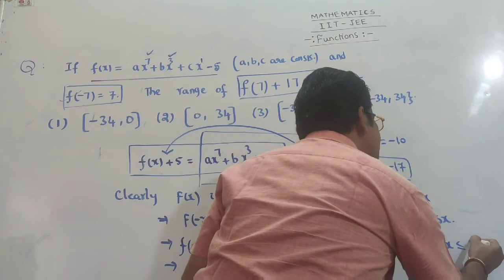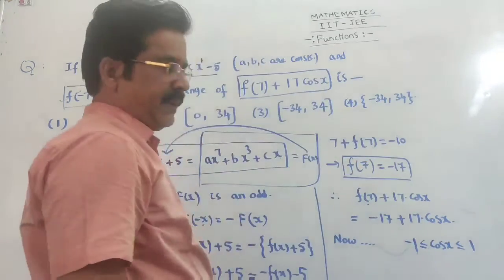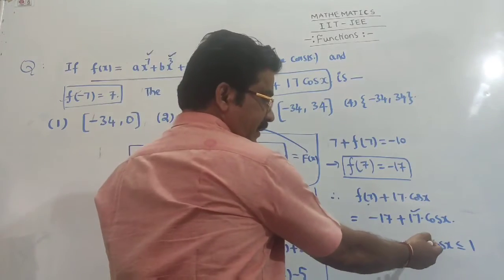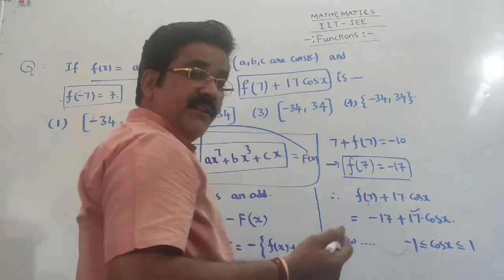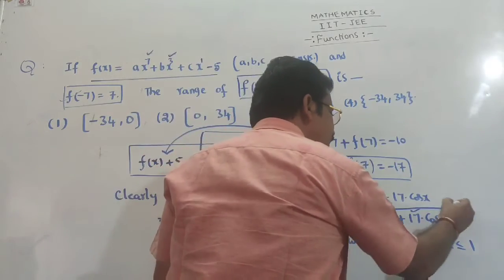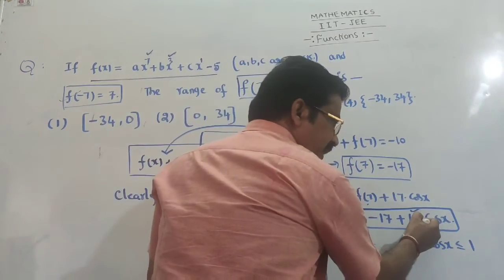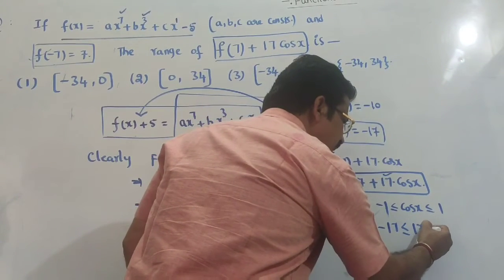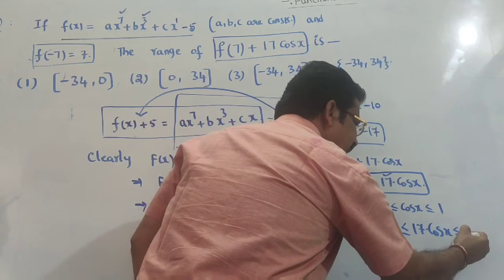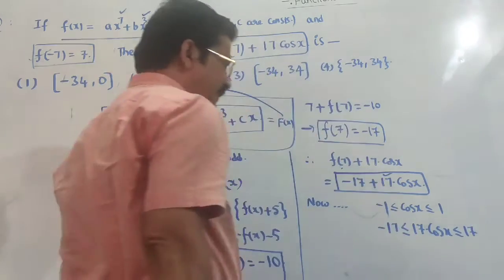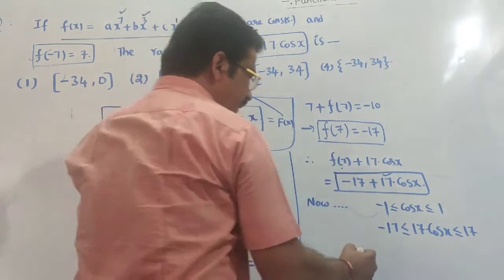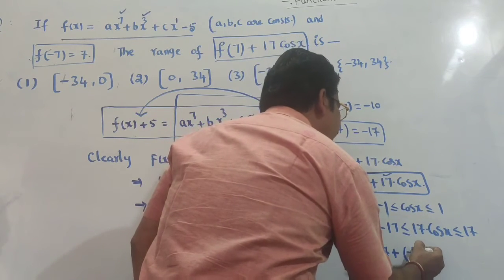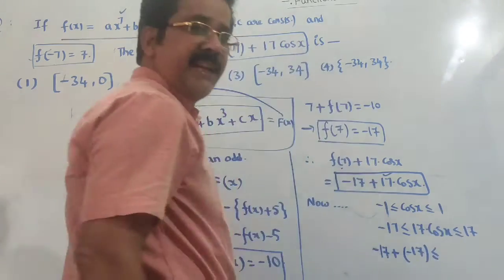cos x lies between minus 1 and plus 1. Just multiply with 17. Now gradually, by taking the standard formula, we are obtaining this function to find the range. First you multiply 17 with the inequality, then it will be minus 17 less than or equal to 17 into cos x less than or equal to 1 into 17. Next, just add minus 17. So already one minus 17 is there. Again we are adding another minus 17 throughout the inequation.